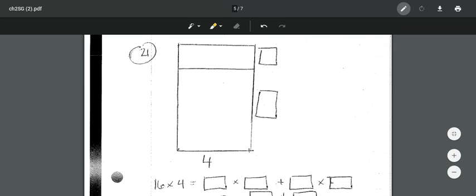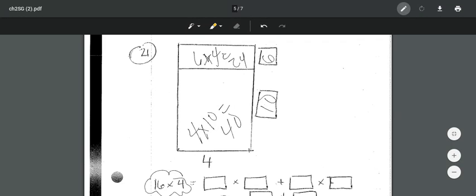Okay, let's look at this one. 16 times 4. Again, we're going to pull out that group of 10. So I'm going to write on the side here. 10. When I pull a 10 out, what am I left with? 6. So now I have 4 times 10, which is going to give me 40, and 6 times 4, which is going to give me 24.